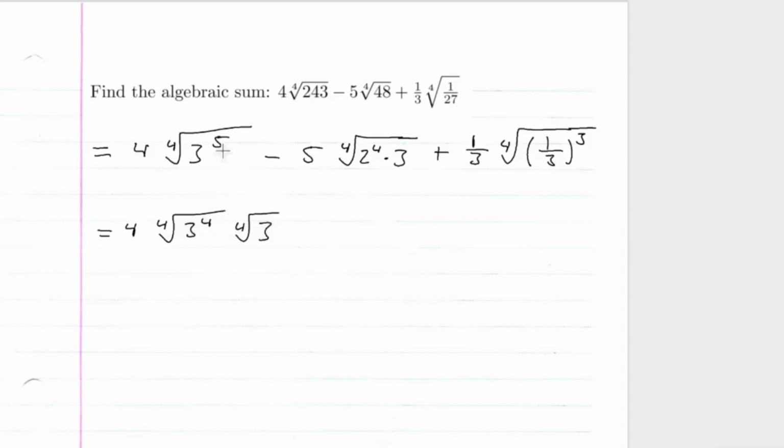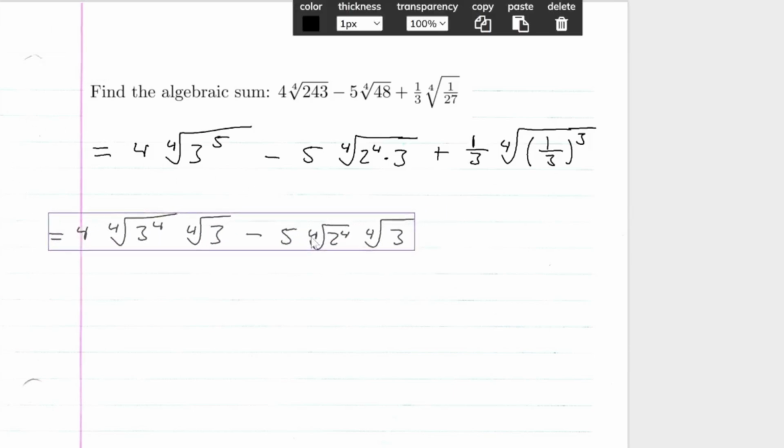3 to the 4 times 3 is 3 to the 5th. And then I have the fourth root of 3 to the 4, so I can take the 3 out of that radical. Minus, and then same thing here, 5 times the fourth root of 2 to the 4, and then I'm left with the fourth root of 3. Let me scoot this. Feel like I'm going to run out of space.